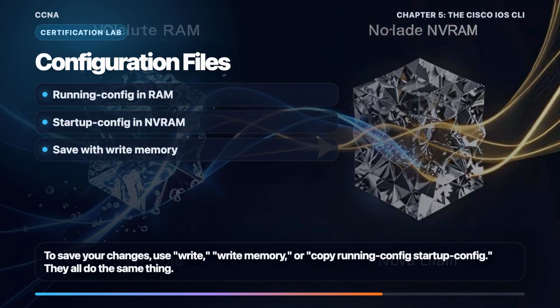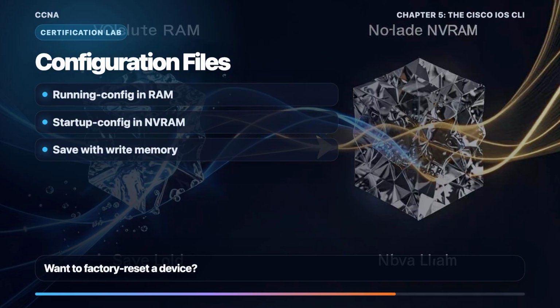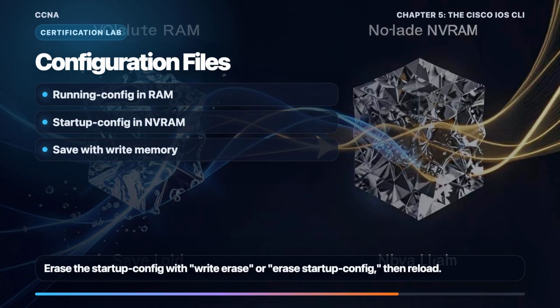To save your changes, use write memory, or copy running-config startup-config. They all do the same thing. Want to factory reset a device? Erase the startup config with write erase, or erase startup-config, then reload.